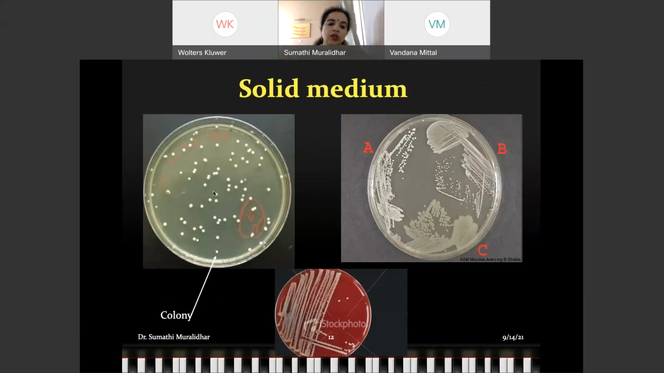So all these dots that you see are the colonies of bacteria. If the colonies are plenty, it forms a confluent growth, as you can see in two of these figures. And the red plate is because it is blood agar. So depending on what kind of media you use, different bacteria will grow on them.